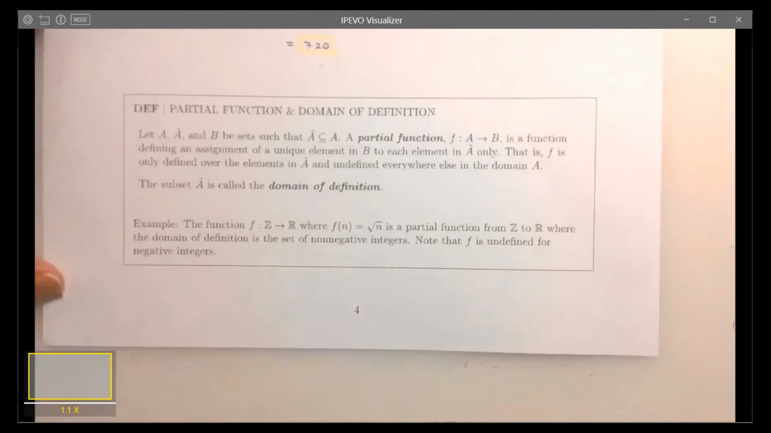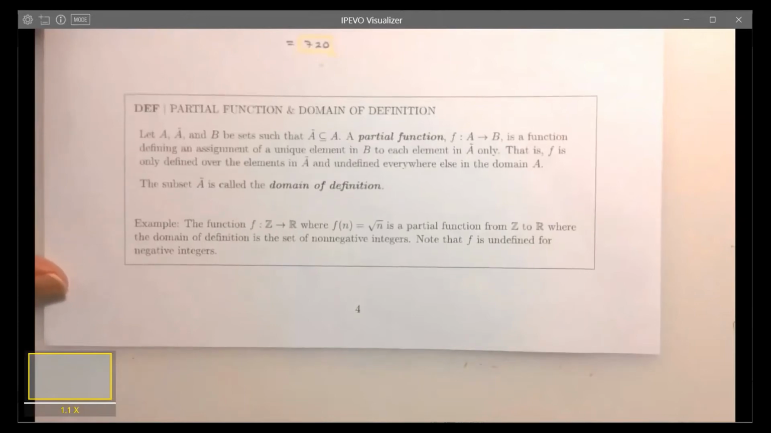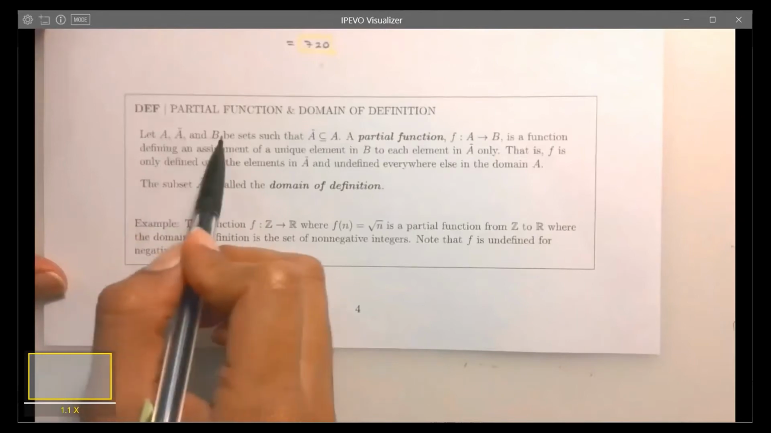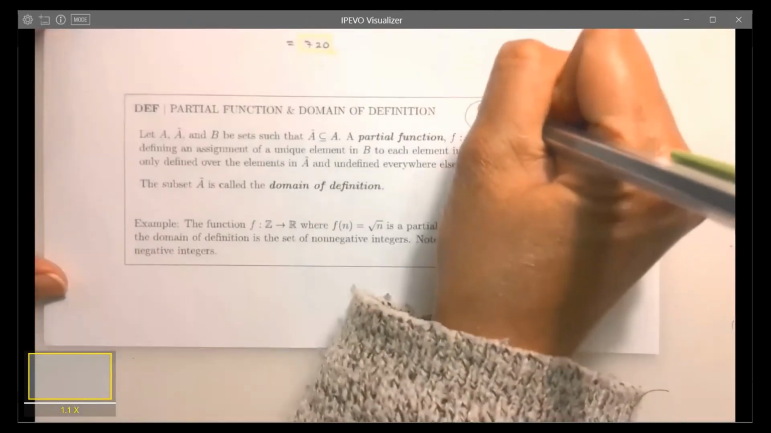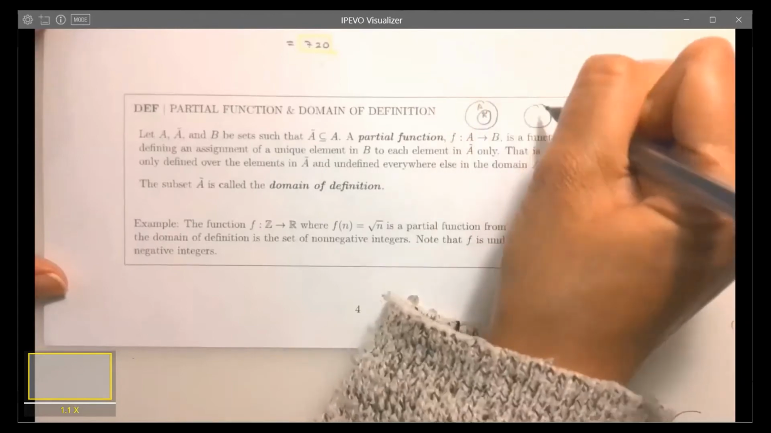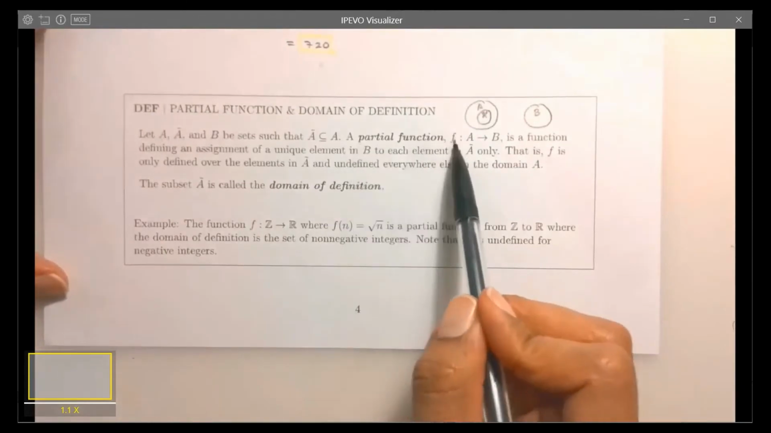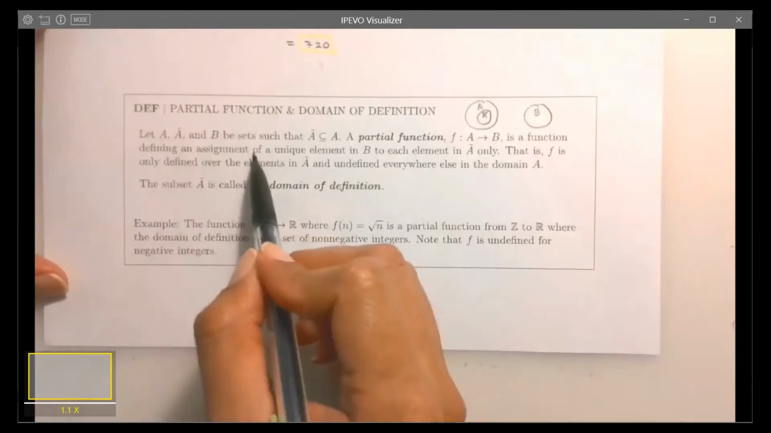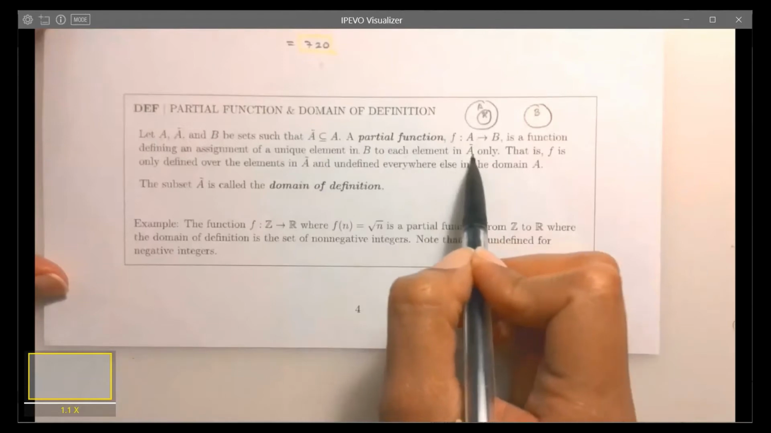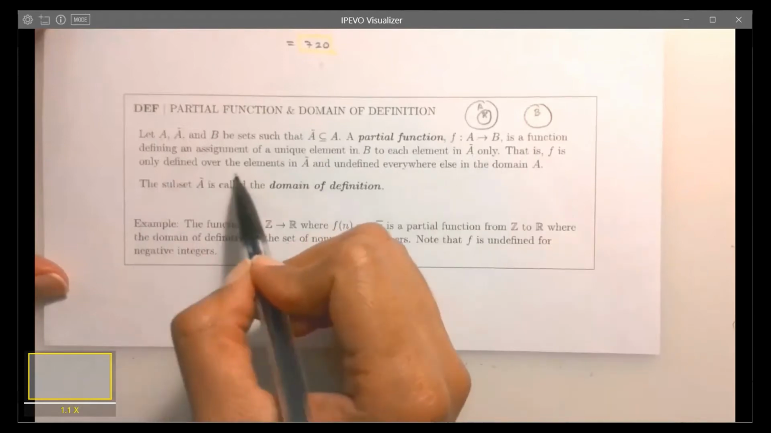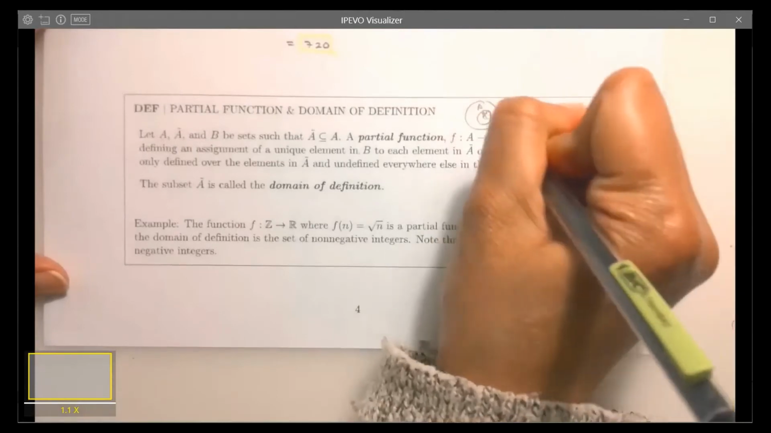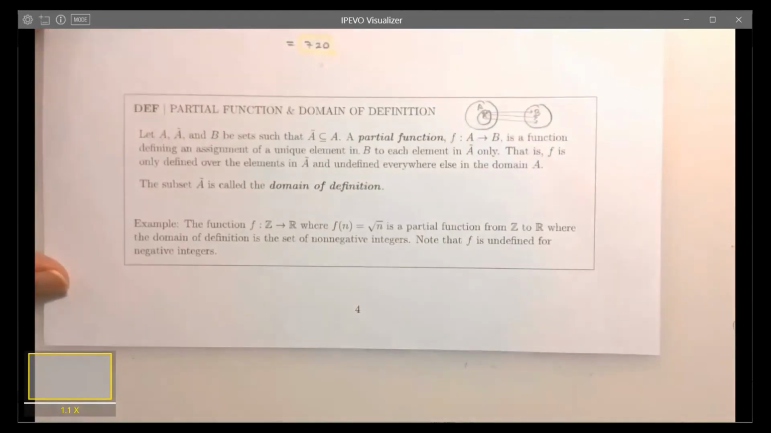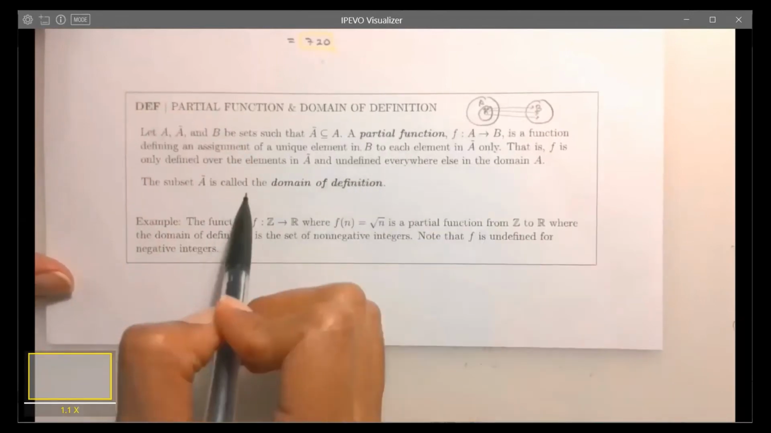Now, one more definition, and that is the definition of a partial function and domain of definition. So we're going to be considering 3 sets, A, A tilde, and B. And we have the condition that A tilde is a subset of A. So basically what we're looking at is a set A with a subset A tilde and a set B. And then a partial function f from A to B is a function defining an assignment of a unique element in B to each element in A tilde only. That is, f is only defined over the elements in A tilde and undefined everywhere else in the domain of A. So basically, we only have elements from A tilde getting assigned to one element in B. And that A tilde subset is called the domain of definition.